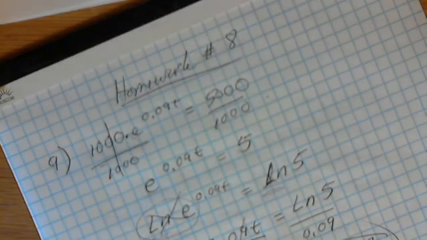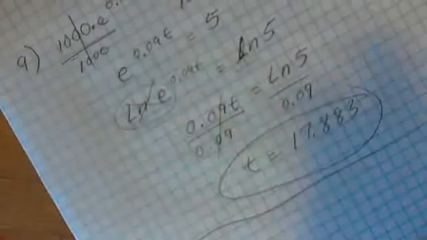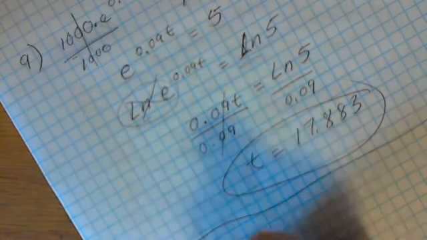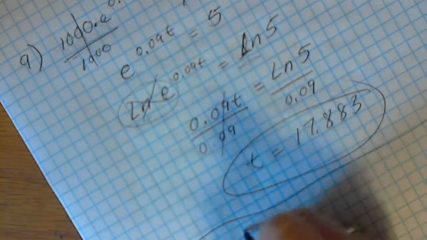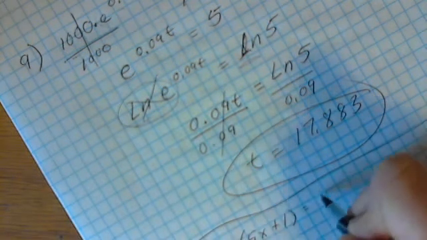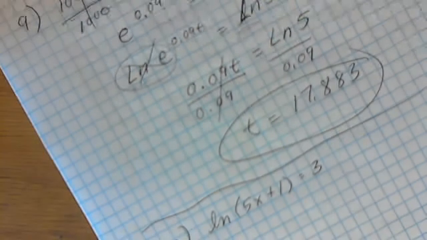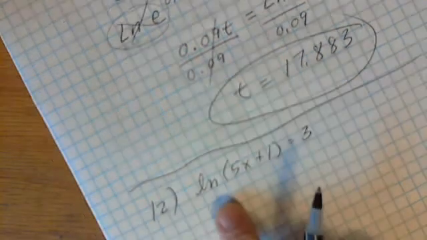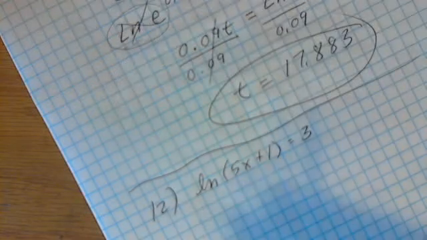This is homework number 8, problem 12. We have an equation to solve. The ln of 5x plus 1 is equal to 3. Alright, well, we're going to have to figure out some way to undo this ln function.